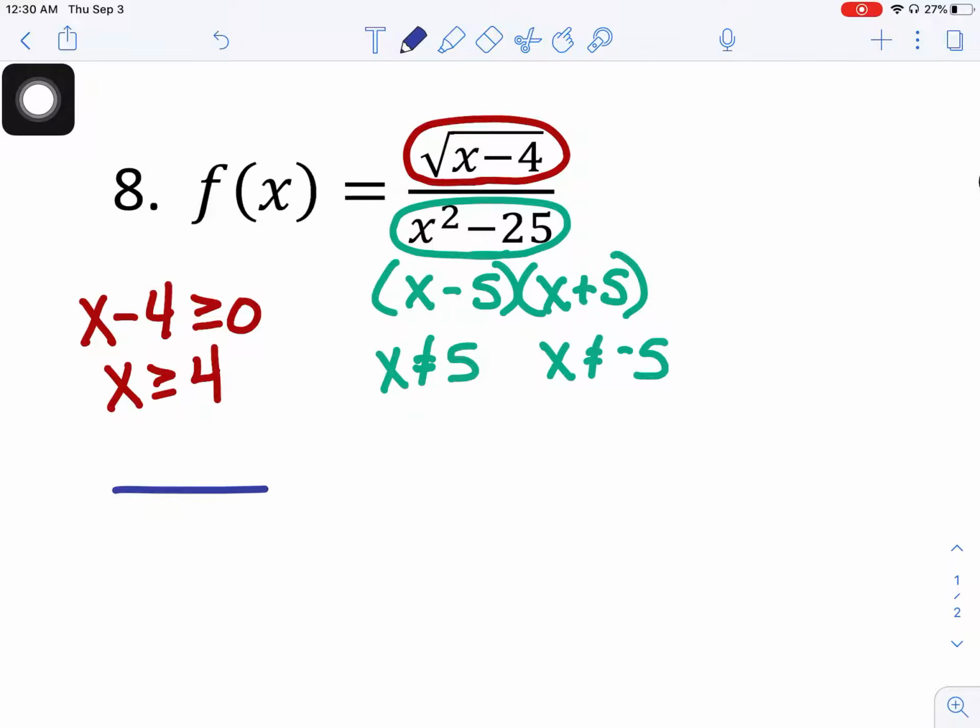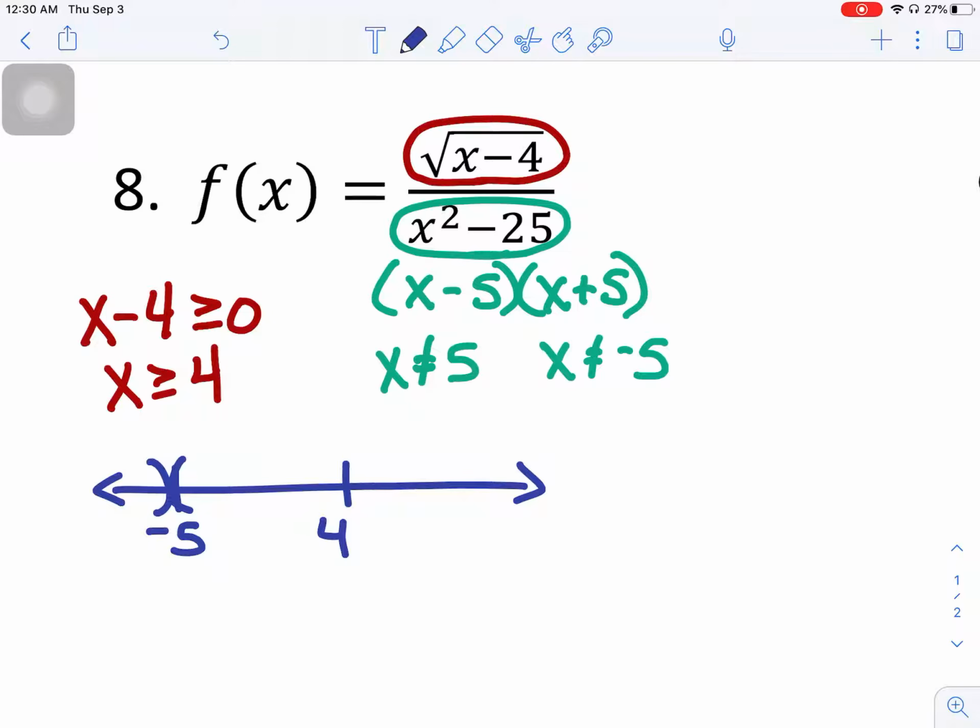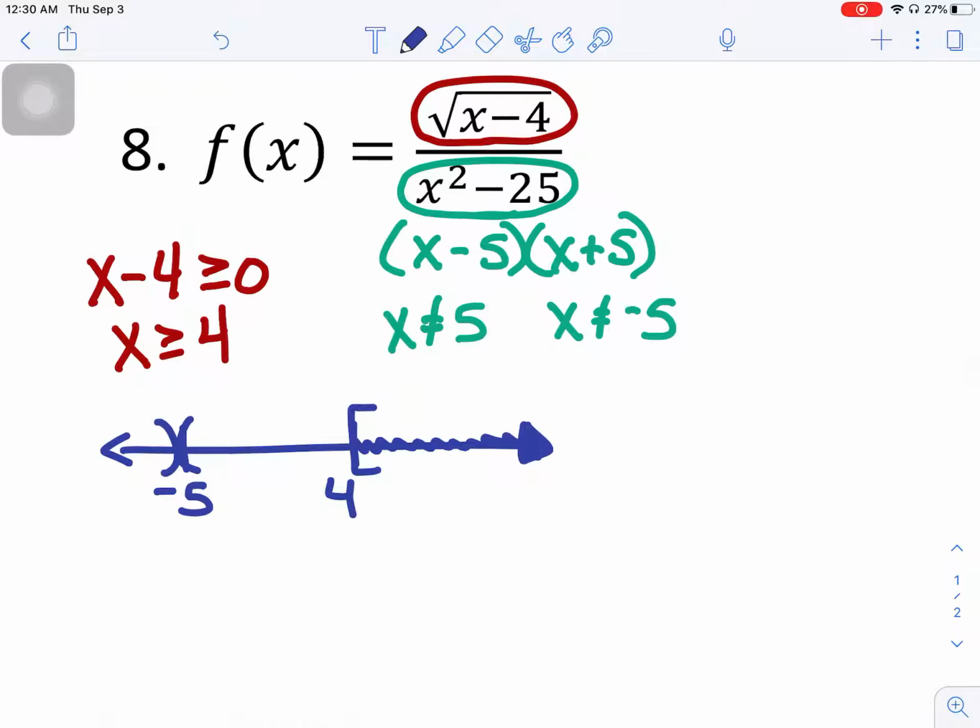So on my number line, I'm going to label negative 5. I have to throw negative 5 out of my domain. I'm going to label 4, and I know that x has to be greater than or equal to 4. And you'll notice I use the bracket there. That's the equal to part of the expression. Inequality. And then I'm going to go from, there's 5, and at 5 I need to throw out.